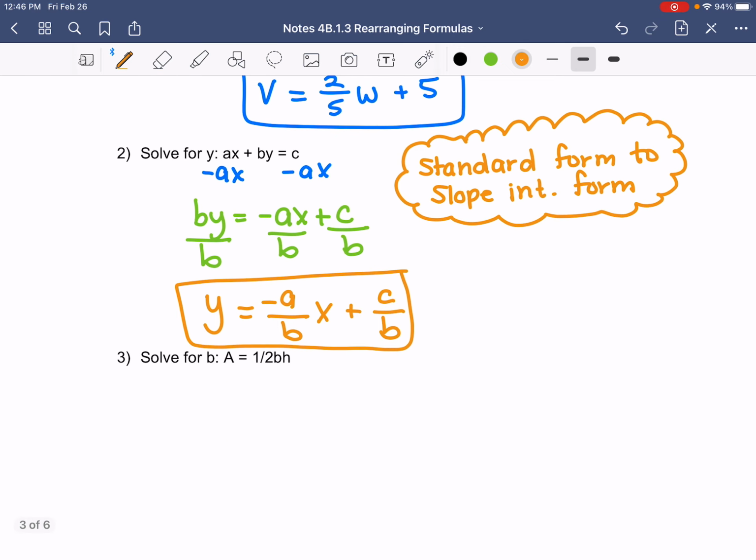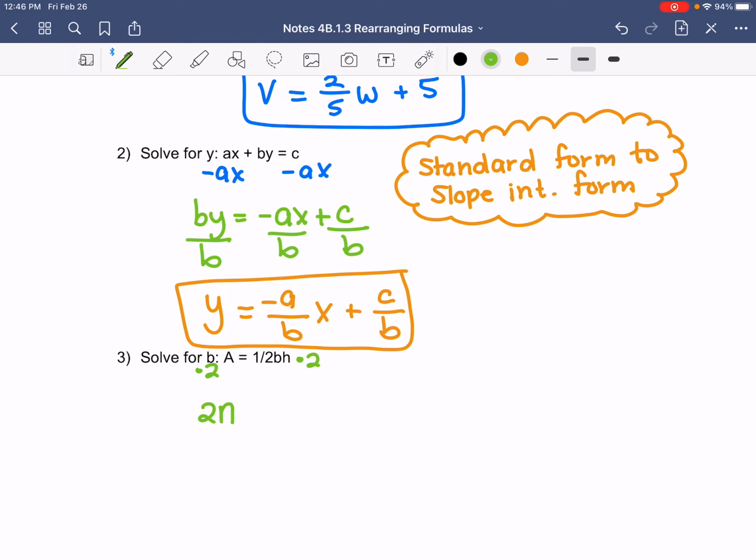Next problem is a formula for the area of a triangle. Solve for b, area equals 1/2 base times height. So we're going to go ahead and solve for b. We want to get b by itself. So first off, I'm going to get rid of this 1/2. So how you would get rid of 1/2, that's 1 divided by 2. So instead of dividing by 2, you're just going to multiply both sides by 2.